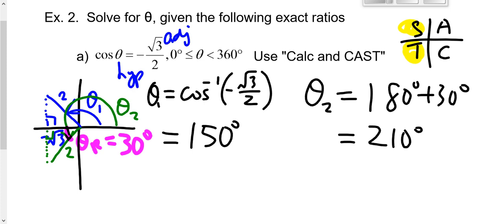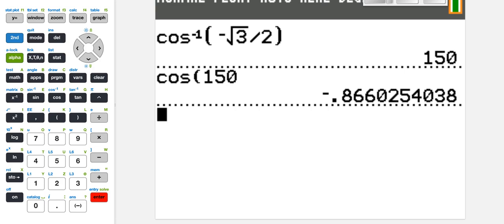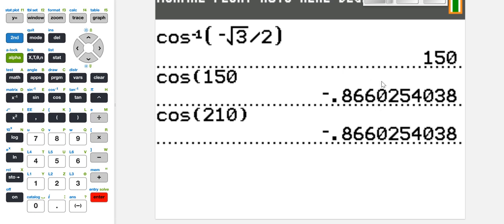For those of you who are wondering, Chang, are you sure you did that correctly? Why don't we do this? Let's do cos 150 and cos 210. You should come up with the same answer. We did cos 150 already. So let's do cos 210. Look at that. Same value.